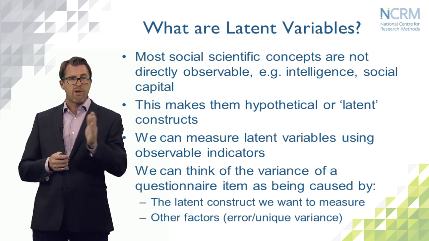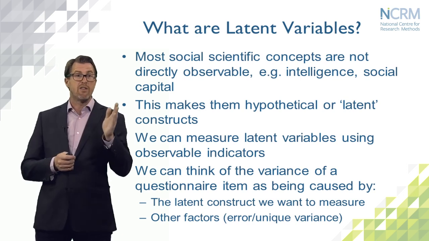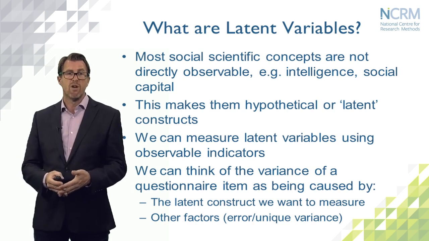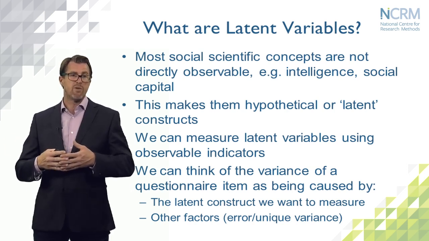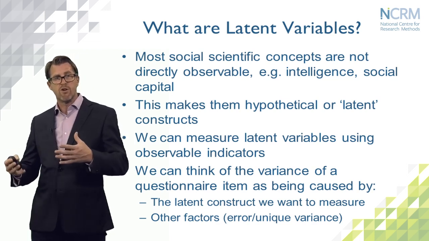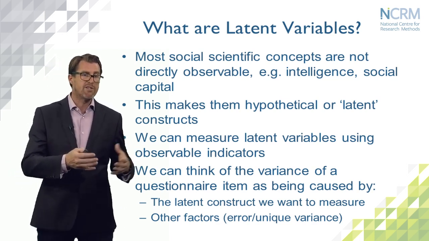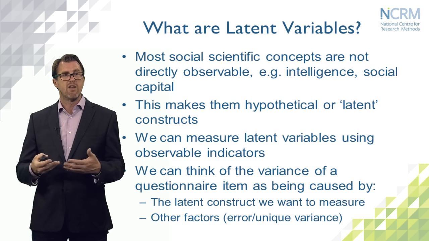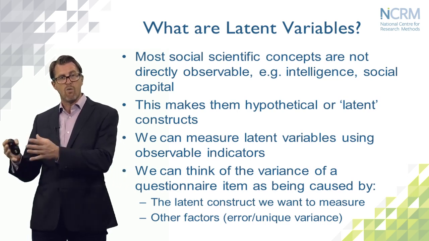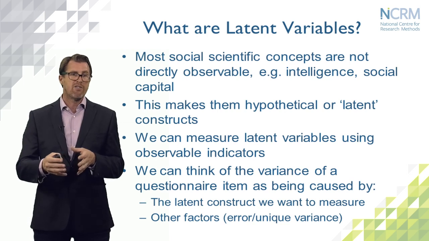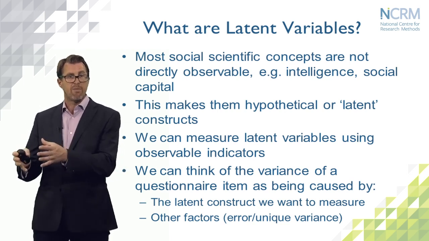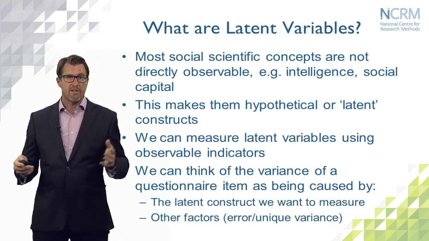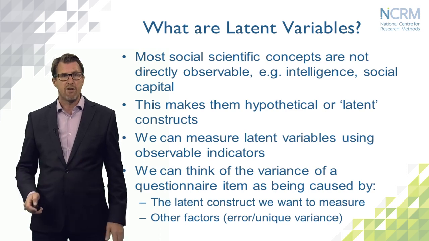So some of the variability will be caused by variability in the true level of happiness across people, but there will be other factors that also cause variability, possibly to do with the questionnaire design, the temperature in the room, whether the question is administered by an interviewer or completed on a computer. These are all other factors that we're not really interested in, what we're trying to measure, which is happiness. So some of the variability will be to do with happiness, the latent construct, but some of the variability will be due to other factors, error and unique variance.